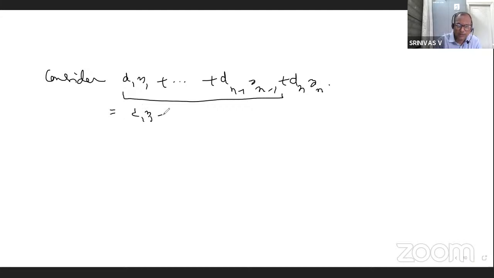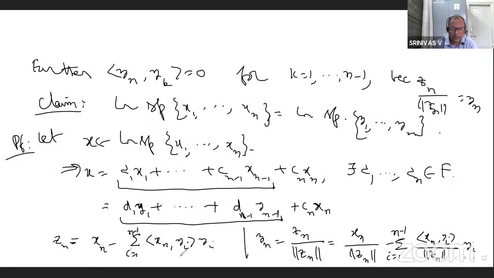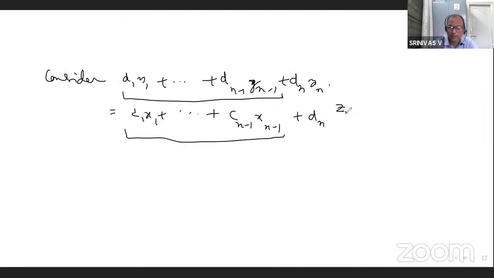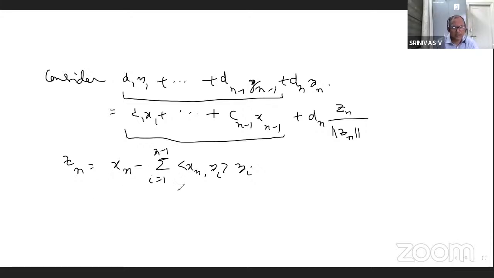This can be written as some c1 x1 up to cn minus 1 xn minus 1. Okay, by induction hypothesis, the first n minus 1 terms form the linear combination of y1 up to yn minus 1. This can be written as a linear combination of x1 up to xn minus 1 plus what is yn? Our yn is Zn by norm Zn, times norm Zn. What is Zn? Zn is xn minus the sum of xn comma yi yi, where i equals 1 to n minus 1. By definition, this is how Zn is defined.